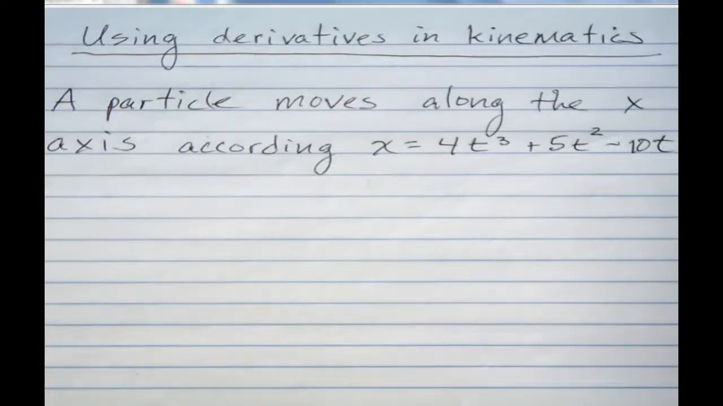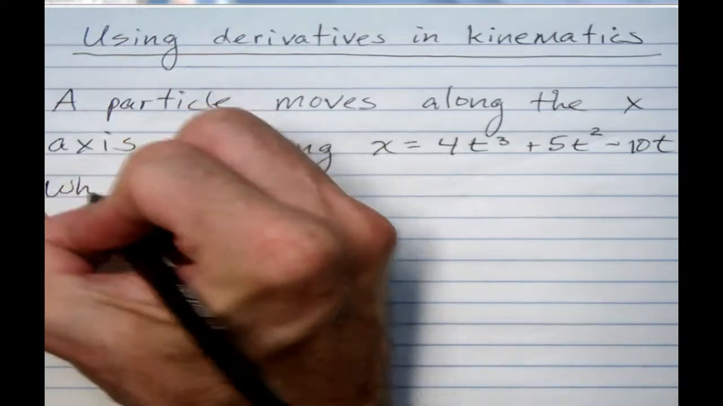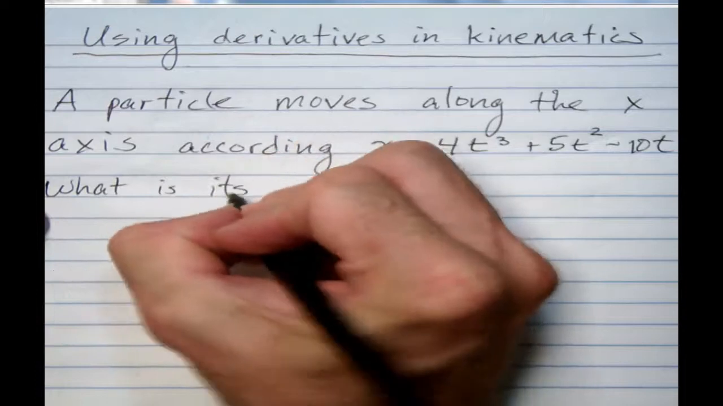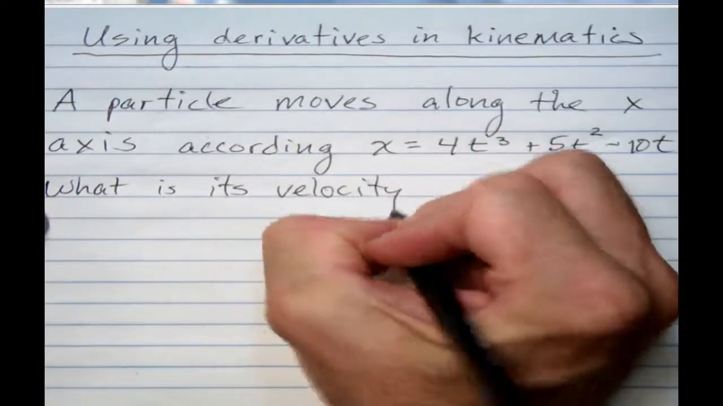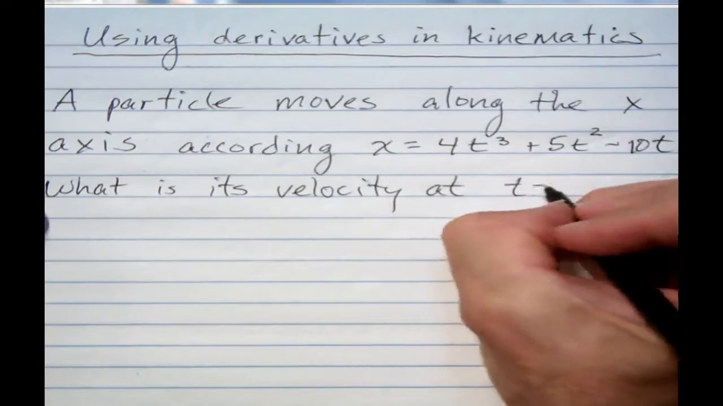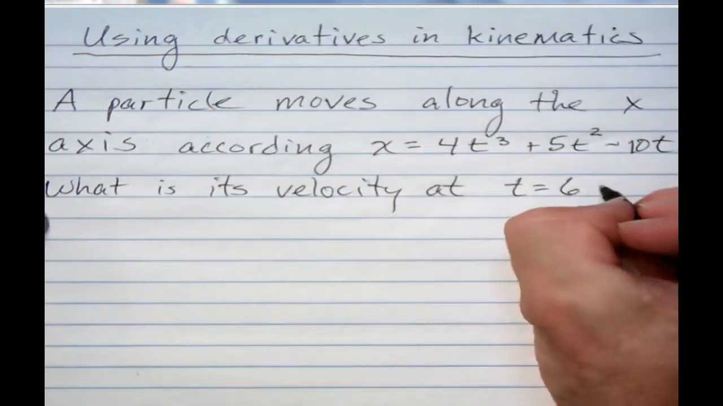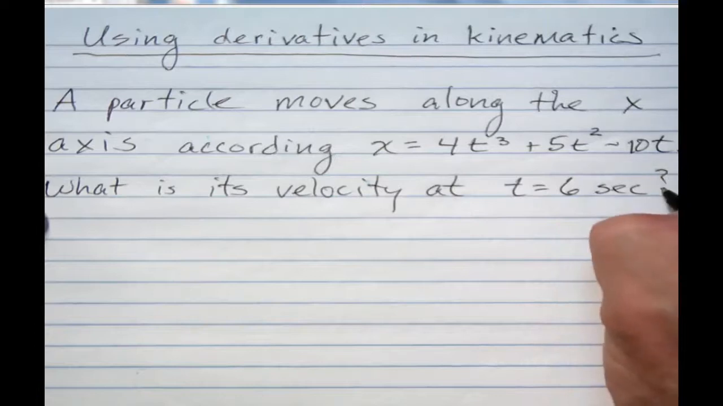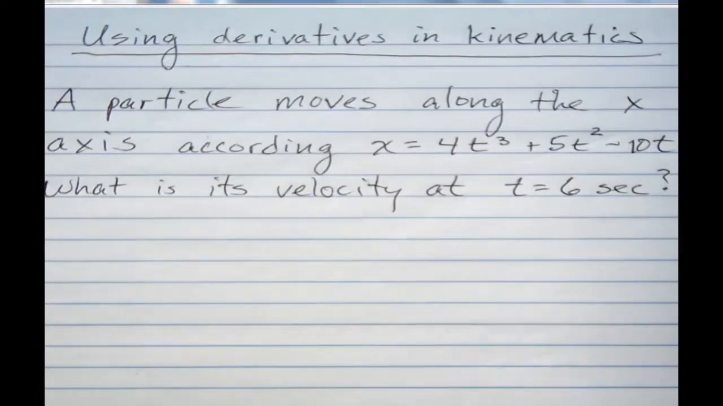What you need to use calculus for are questions like this. What is its velocity at t equals, let's say, 6 seconds? Okay, so we have position information, but we want velocity information. So what we are going to do is find the velocity function by taking the derivative of the position function. It's a very critical step. To find a velocity function from a position function, we take the derivative. That's the verbiage that we use for that.